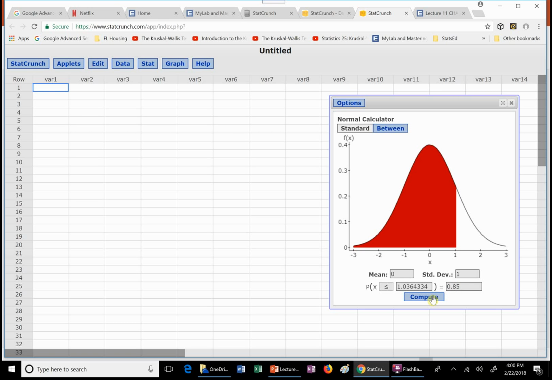Is that the right answer? Why not? Right. I didn't specify the right normal distribution, right? So I should have 29.5 and 3.5. Good. Always make sure that you do that. Now let's see what we get.